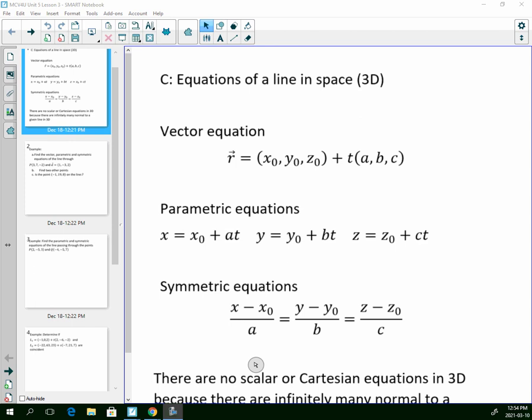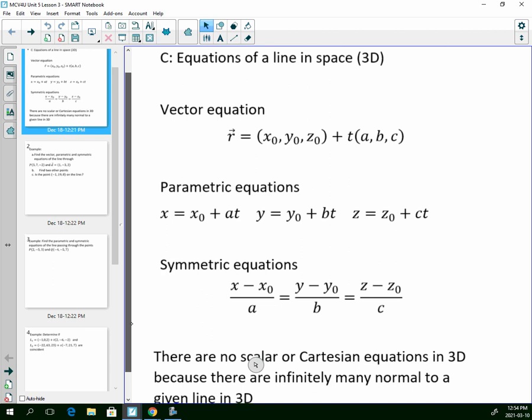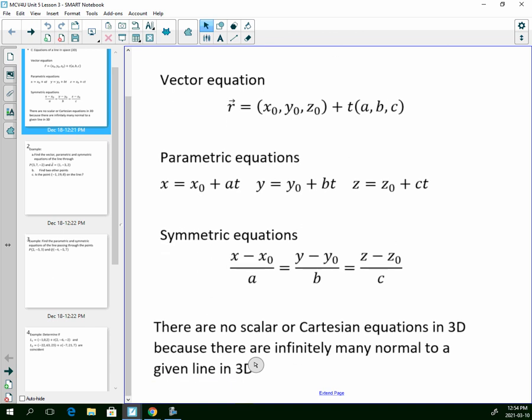Okay, so we looked at equations of lines in 2 dimensions, and now we're going to look at equations of lines in 3 dimensions. So it's very similar, not much different. The vector equation now has an x, a y, and a z component, and then the direction vector would have an a, a b, and now a c component, which we can then convert to parametric equations. So we would have an x, a y, and a z. And we can also convert to symmetric equations by isolating for t, and we would have the 3 components there.